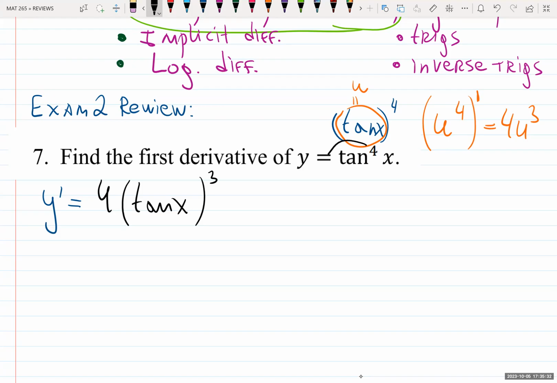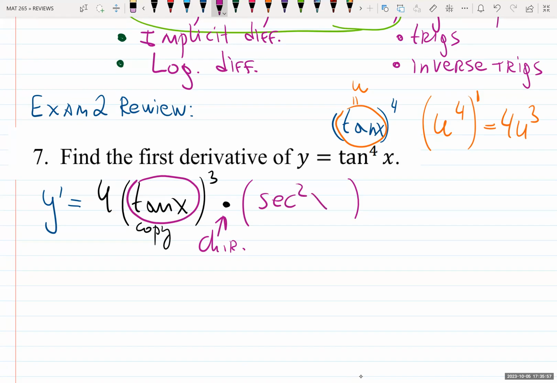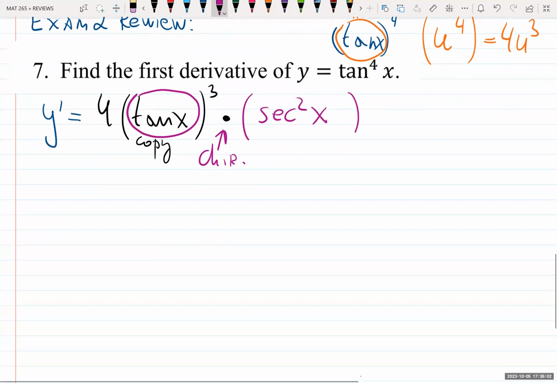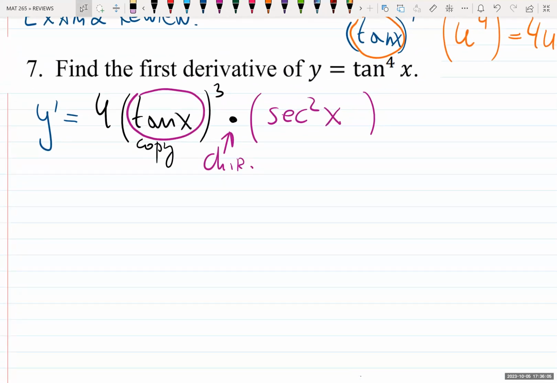So 4 goes down, copy the function, change the power, and now you do times, and that's when the chain rule happens. Chain rule says, please don't stop, there's a chain reaction happening. Differentiate the function inside as much as needed. So maybe there's something inside of tangent. And the derivative of tangent is secant squared x. And that is the end. Should I review formulas? Let me review after those examples. For now, just practice the chain rule. You need to know that and how to work with the chain rule.